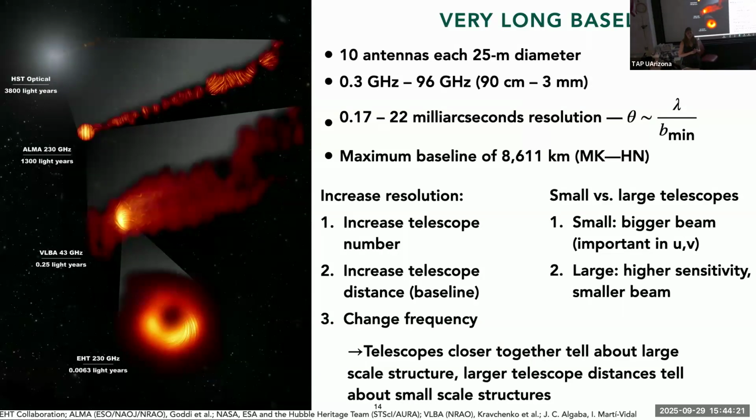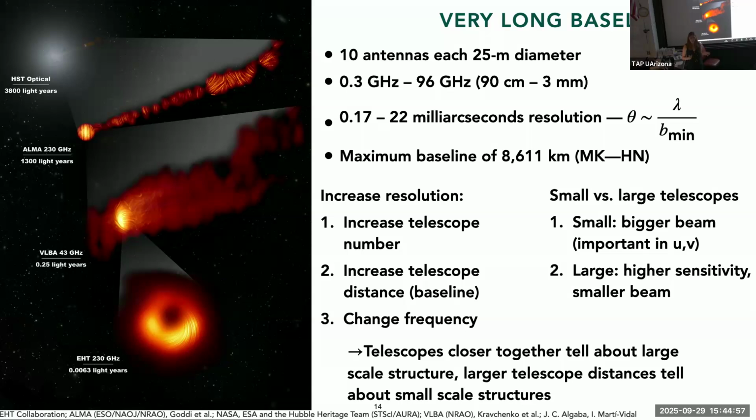For the Very Long Baseline Array, I just want to mention the features that it has. It has 10 antennae, each with 25-meter dishes. It has a range of observable frequencies. It has a fairly high resolution, a maximum baseline of 8,000 kilometers, almost 9,000, from Mauna Kea to, I think that's, Hancock.